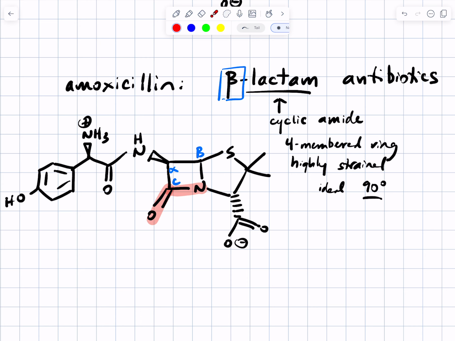The constraints of the ring get us to a point where we can't adopt the ideal bond angles, and that packs in what's called strain, meaning it should be easier to hydrolyze this amide than it is for your conventional run-of-the-mill amide. That's the genius of this antibiotic. So it's a spring-loaded, highly strained amide.